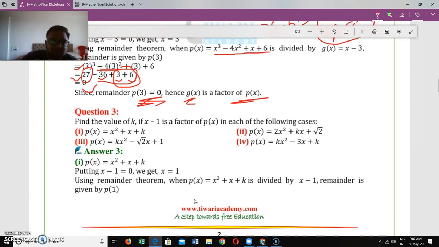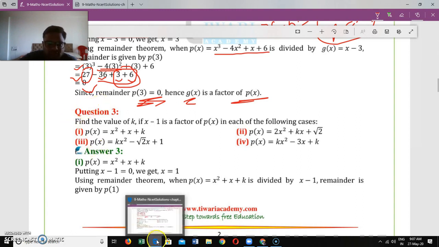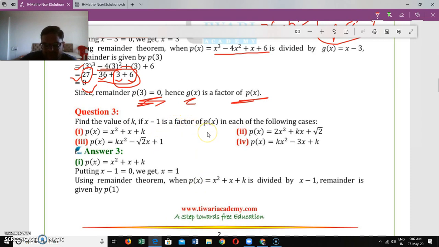Let's go with one more question. Find the value of k if x minus 1 is a factor of p of x in each of the following cases. Here I will make it 2 questions to do. x minus 1 is a factor, so we will bring it equals to 0. So x equals to plus 1. We will keep plus 1 in all these 4 given questions simultaneously, but I'll do any 2. So I'll go with this and this.